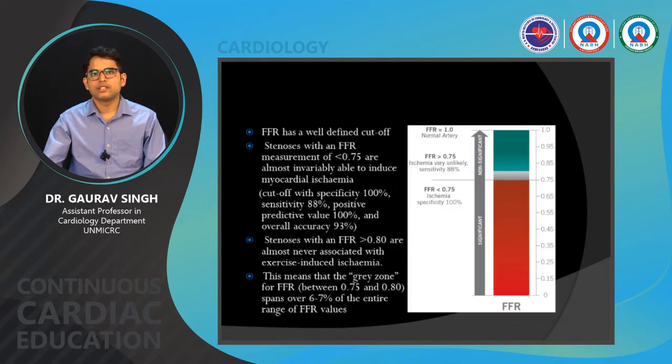So what are the advantages of FFR? FFR has a well-defined cutoff. When you get a value of 0.75, it is invariably associated with significant myocardial ischemia, and it has a specificity of approximately 100% with a sensitivity of 88%. Stenoses with an FFR of more than 0.8 are almost never associated with exercise-induced ischemia, and we have a gray zone between 0.75 and 0.8.